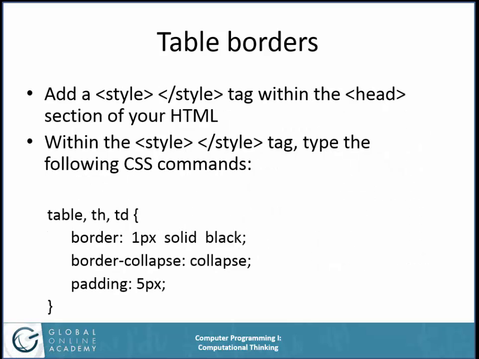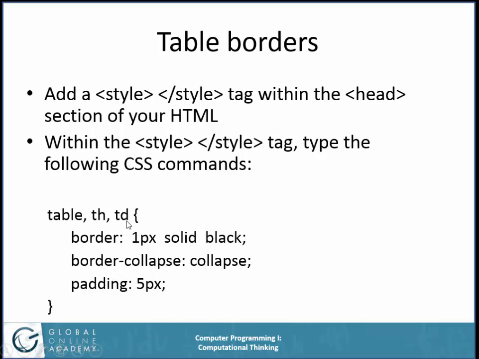Let's go for it. We add a style and an end style tag within the head section of our HTML. Remember, our HTML has a head and a body. We haven't put much in the head. All we've put in the head so far is a title. Now we're going to add a section on style. Within the style tag, we want to type this in exactly as is.